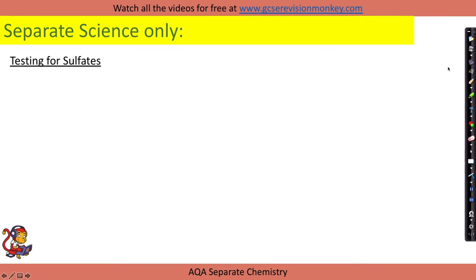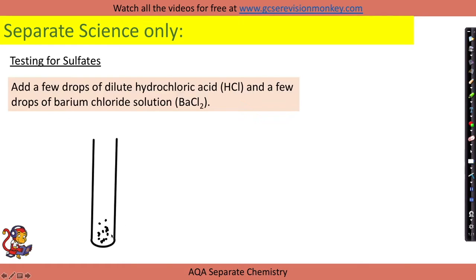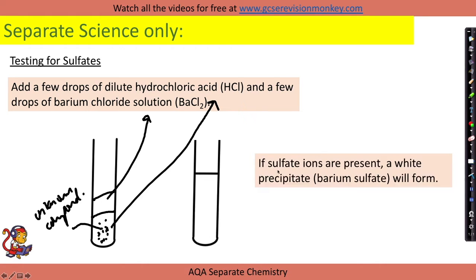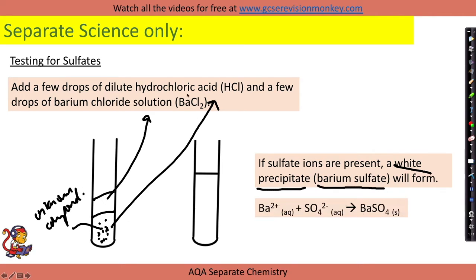So if you've got negative results for carbonates and halides, you might want to finally test to see if you have sulfate ions in your compound. So to test for sulfates, you would have your unknown compound in a test tube, and you'd add some hydrochloric acid and some barium chloride. And if sulfate ions are present, a white precipitate will form, and this is because barium sulfate is being formed. So the barium ions from the barium chloride react with the sulfate ions, if they are present, to form barium sulfate.